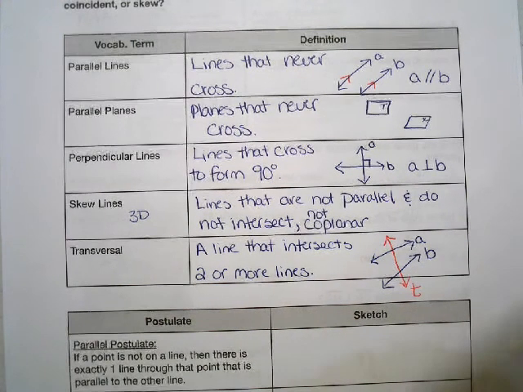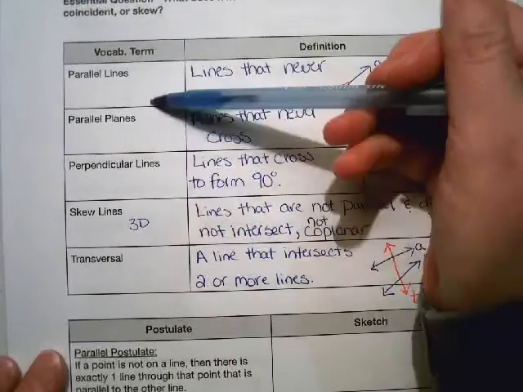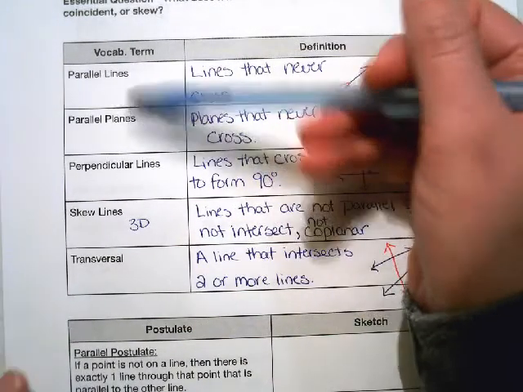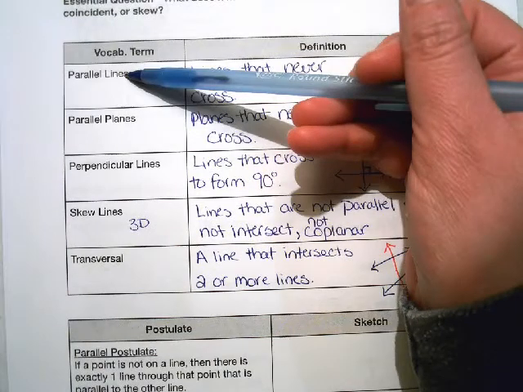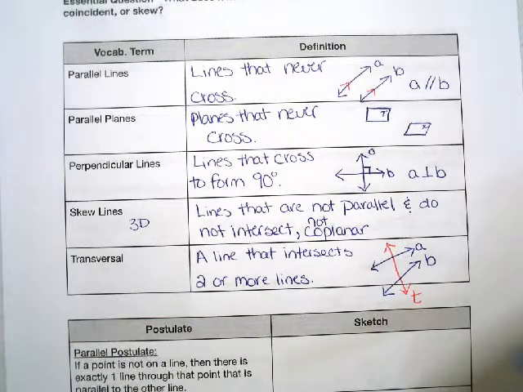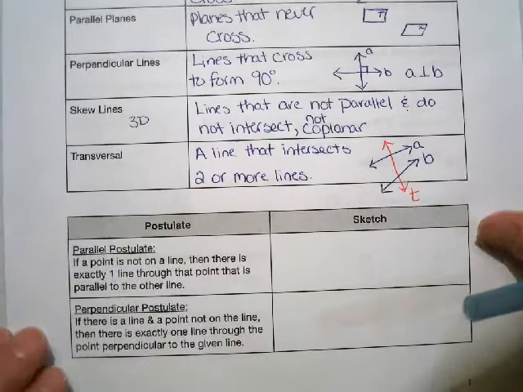So we try to just stick to what we can see, okay? So I guess really there's only 4 types of lines up here, because this one is about planes. I just quickly counted them, but there's really parallel, perpendicular, skew, and transversal. So there's 4 types of lines.